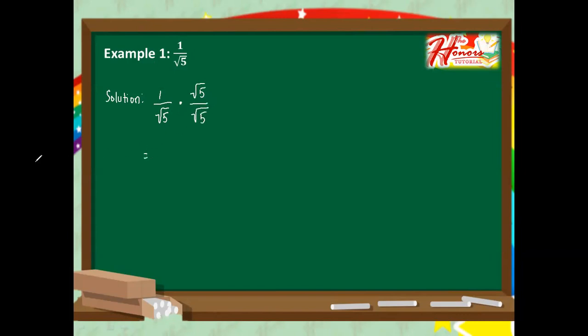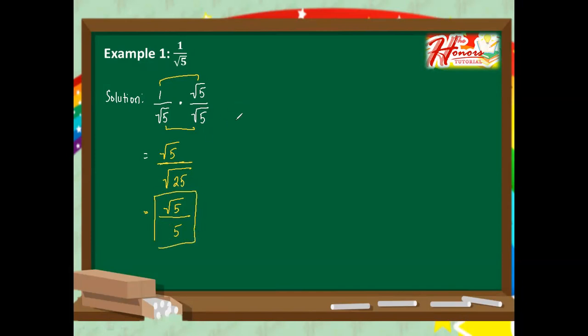And then we have to multiply, of course, the numerators first. So that is 1 times square root of 5, and that is square root of 5. Over, let's multiply the denominators now. Square root of 5 times square root of 5 is square root of 5 times 5, that's 25 here. And then for the numerator, that is still square root of 5. And then simplify square root of 25, that is 5. So the answer is square root of 5 over 5.